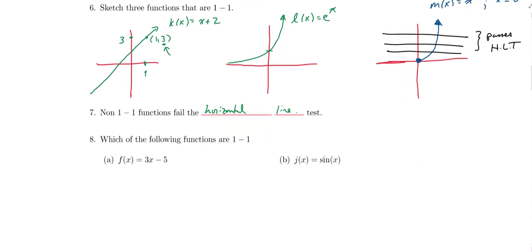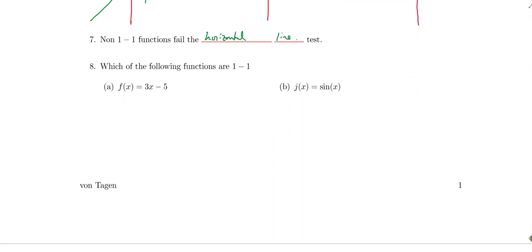Okay, continuing on. Let's see if we can identify which of the following functions here are one-to-one. We've got a handful to look at. This function is one-to-one. If you were to look at the graph of this function, you would see that the graph passes the horizontal line test. We just learned how to graph these lines the other day. It's got a y-intercept of -5 and a slope of 3, and so the graph of this function looks something like that, and you can see that it passes the horizontal line test.